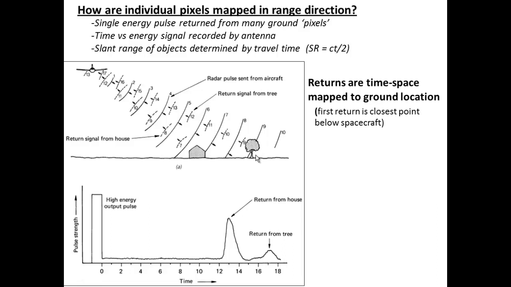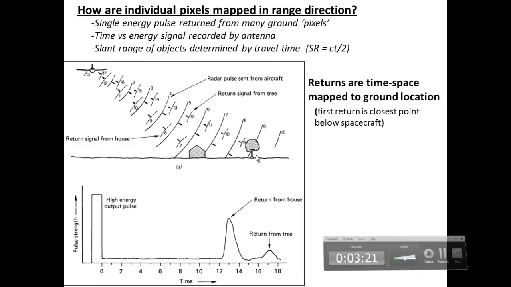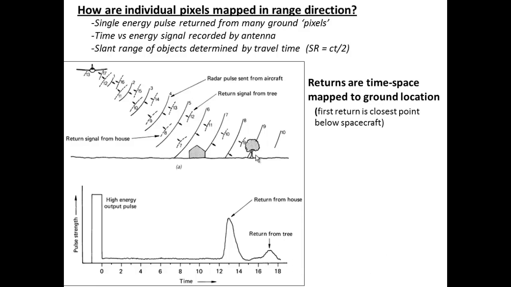Unlike an optical sensor, radar is not exploiting a specific geometric relationship. It's actually using the return time of the signal to map out the distance away from the aircraft in the slant range direction. So this type of mapping works pretty well if the ground surface is flat. However, once you get into steep topography, we encounter some problems.